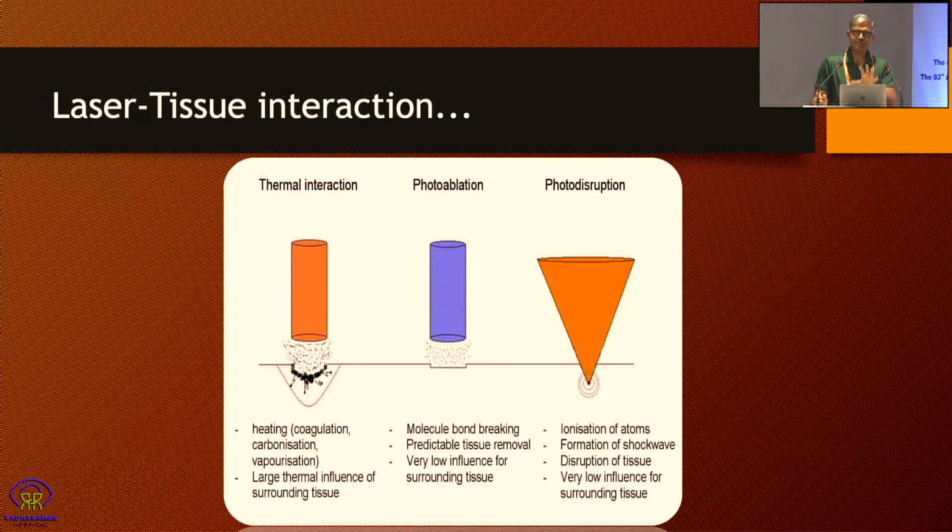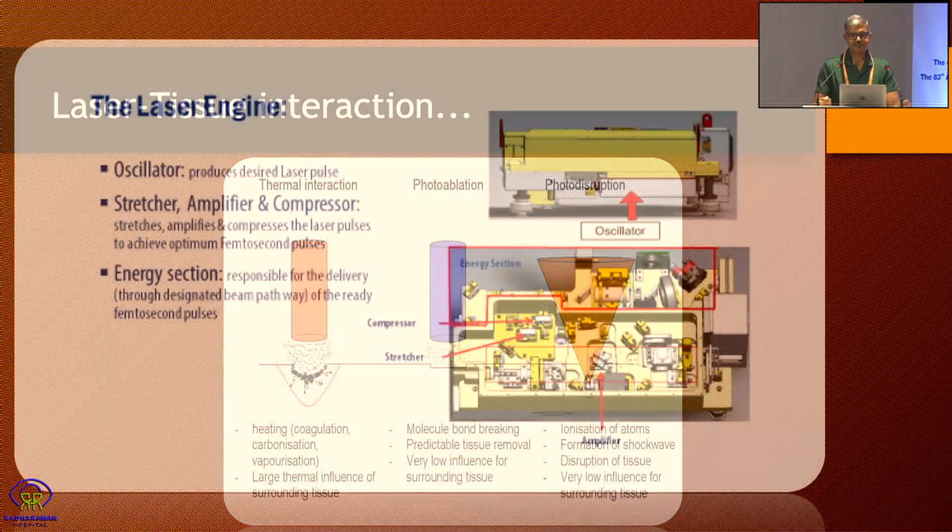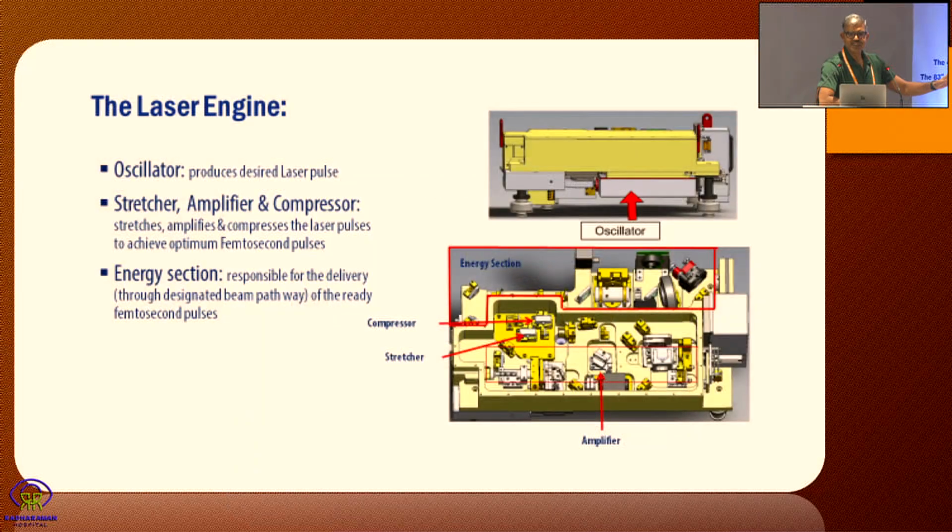The least amount of effect on the surrounding tissue comes from the photodisruption principle, which is basically ionization of atoms and formation of a shock wave, and that's what disrupts the tissue and causes a cleavage in dense tissues such as the nucleus, and it has very low influence on the surrounding tissue. This is the laser engine. One of the components is the oscillator, which produces the desired laser pulse.